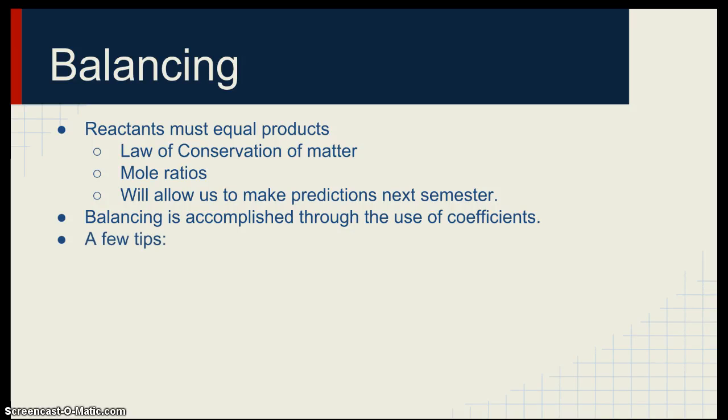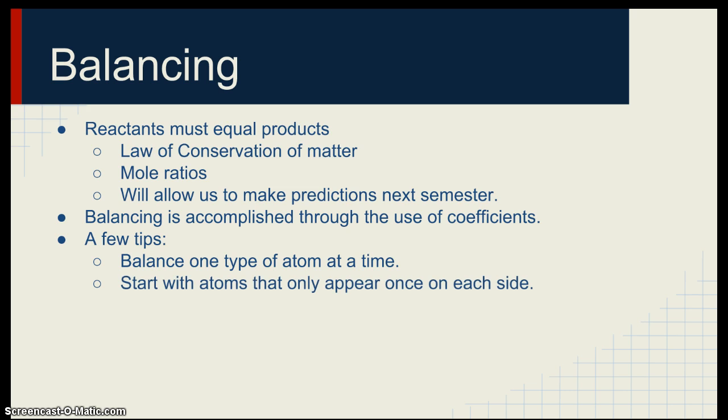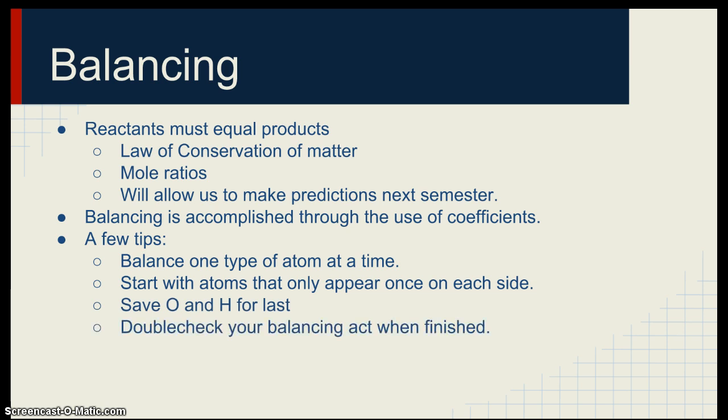A few tips about balancing. One, balance only one type of atom at a time. Don't try to balance the whole thing. Just pick one atom, make sure it's balanced, and move on. Two, start with atoms that only appear once on each side. Save oxygen and hydrogen for last. And double check that everything is balanced correctly when you finish, because sometimes something will have been balanced before, but if you go back and balance the oxygens, now it's not balanced.